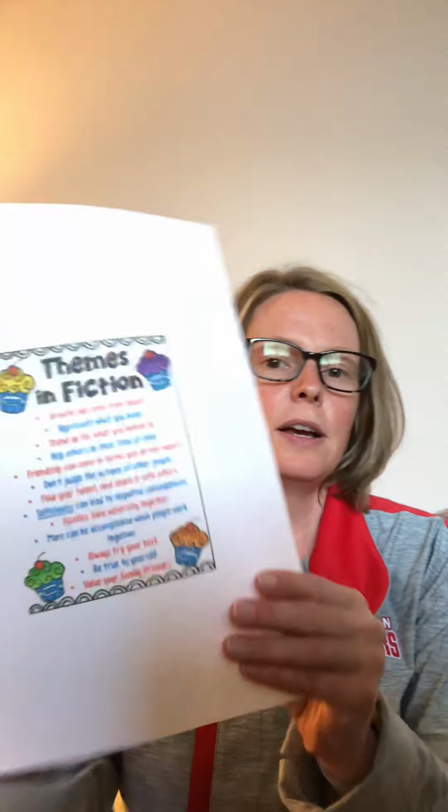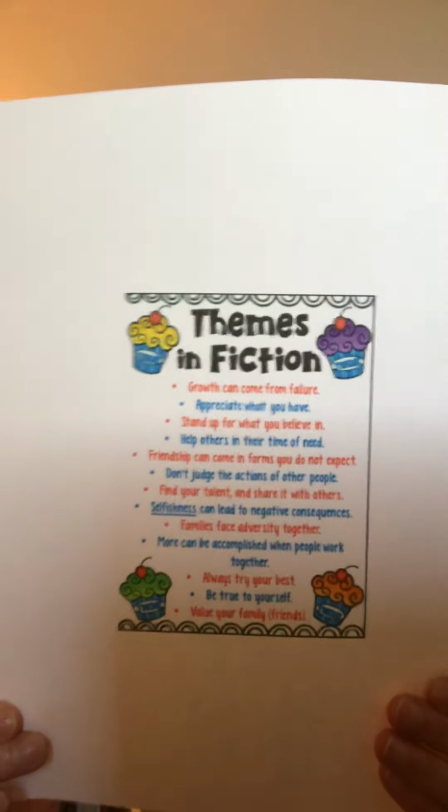Don't judge the actions of other people. Find your talent and share it with others. Selfishness can lead to negative consequences. Families face adversity together. More can be accomplished when people work together. That is a definite truth. Always try your best. Be true to yourself and value your family and friends. You'll see this on the slides. You'll see it much better and much clearer.